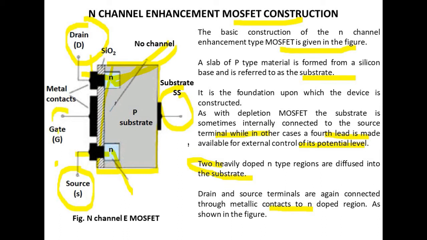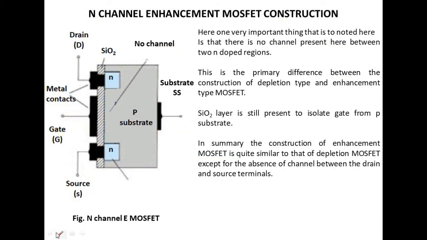And again, the gate is also connected with a metallic surface, but the gate is insulated from the p-type substrate by this silicon dioxide layer. One important point to be noted here is that there is no channel present between the two n-doped regions. This is the primary difference between the construction of depletion type and enhancement type MOSFET. In D-type MOSFET, a channel was present, but in enhancement type MOSFET, no channel is present.